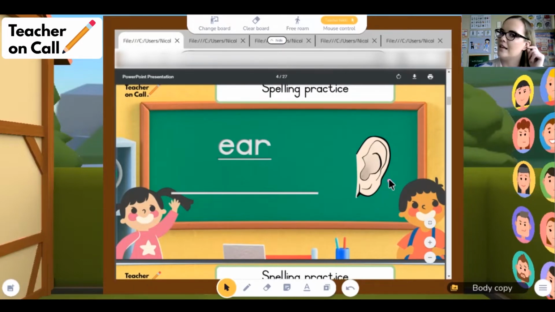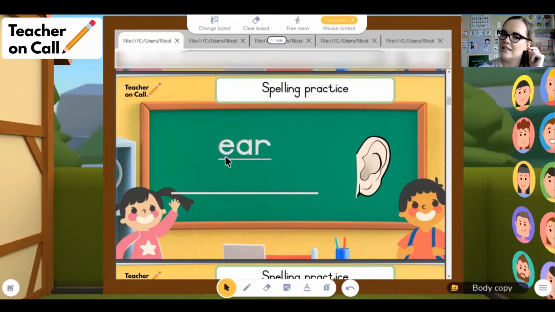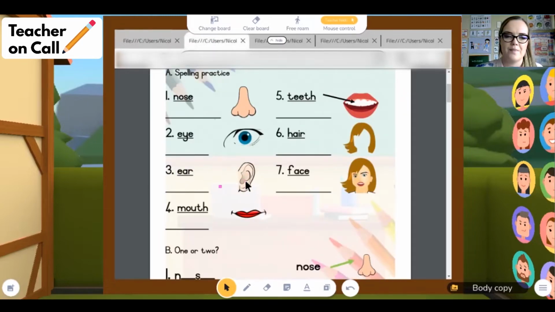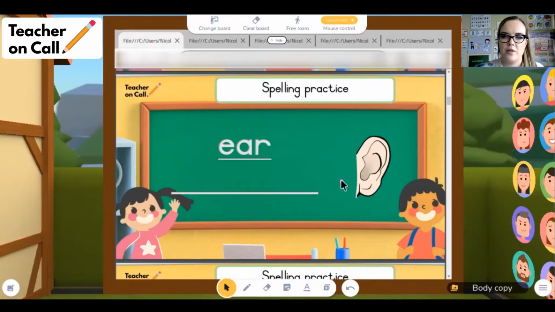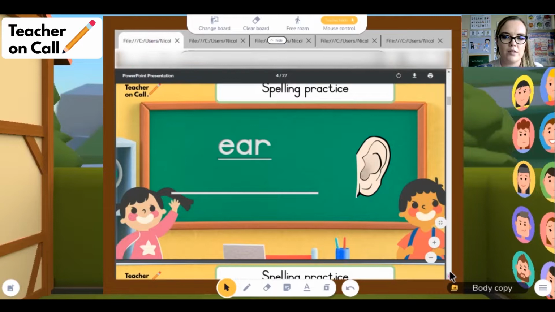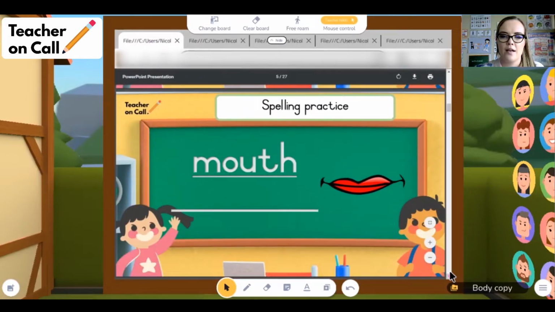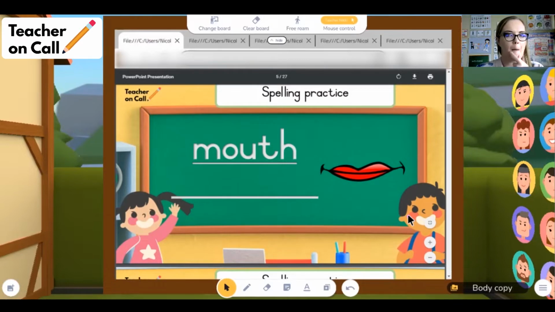Now, ear. Ear. E-A-R. Again, go and write ear on your worksheets. Remember, you can pause at any point during the video to write the word down, and then you can press play again afterwards.